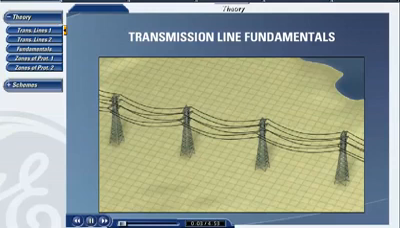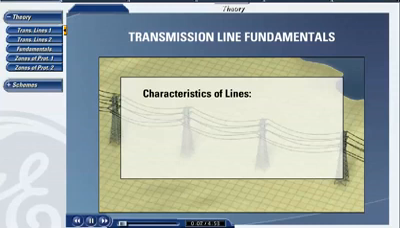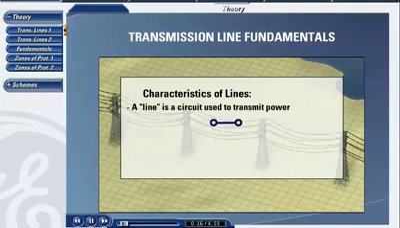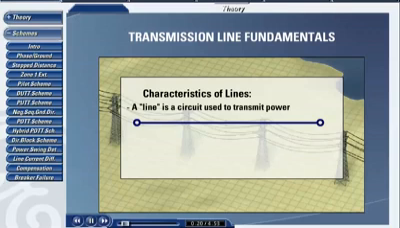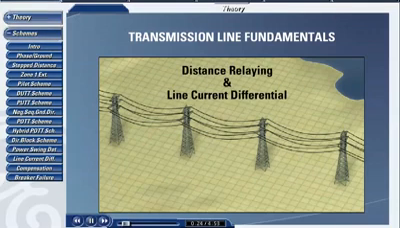Transmission lines, and their general operation and characteristics in a power system. A transmission line is a circuit that is used to transmit power from one location to another. These transmission lines can span short distances of a few hundred meters to very long distances in the magnitude of hundreds of kilometers. The two techniques of line protection we will address are distance relaying and line current differential.